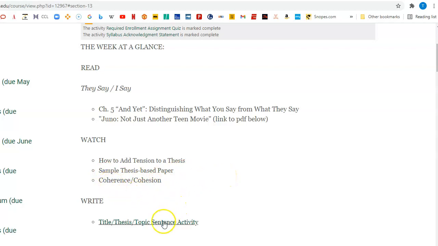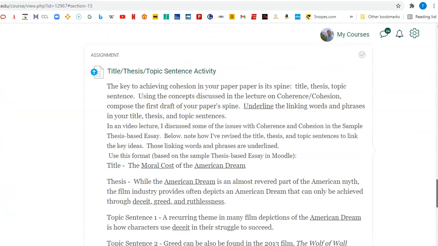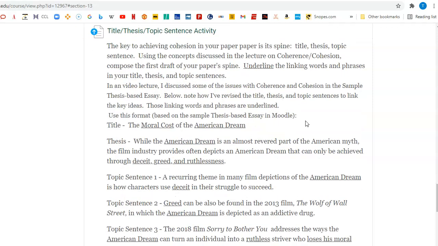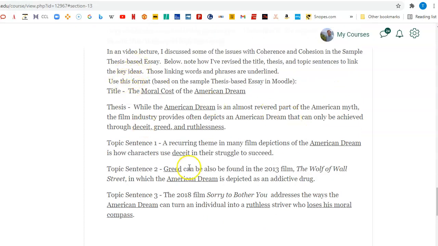The writing assignment for this module, at the end of the module, is a kind of prospectus, or you might think of it as a proposal for your topic, in which you identify the title, the thesis, and then the topic sentences. As I explain here, you really want to think of this as the spine of your paper, and it's a great starting point to understand these elements. This also gives me a chance to comment on them early in the process.